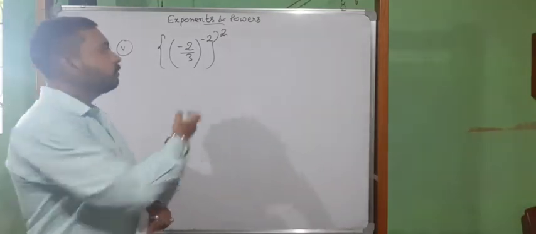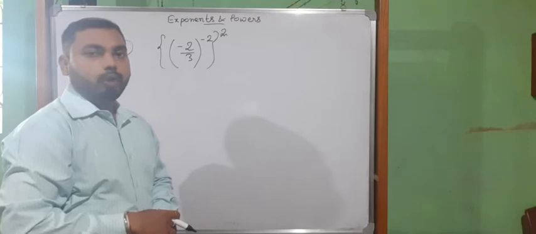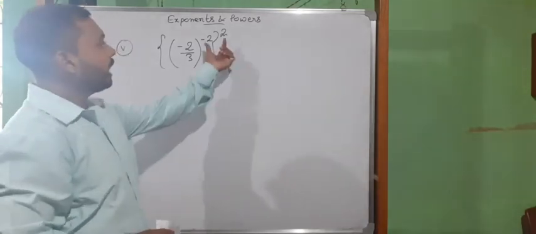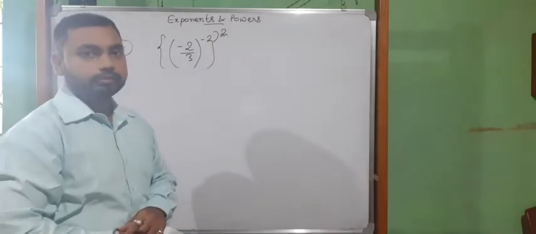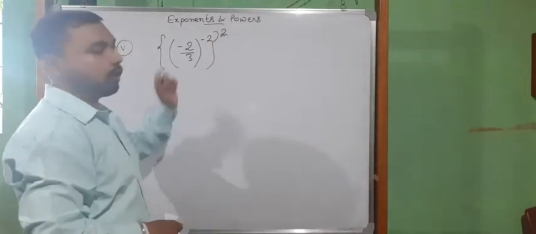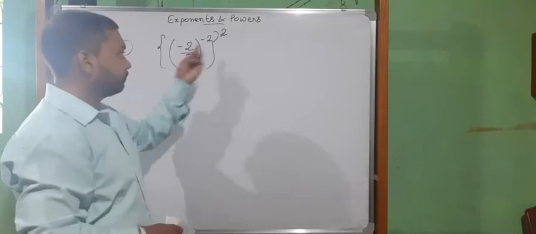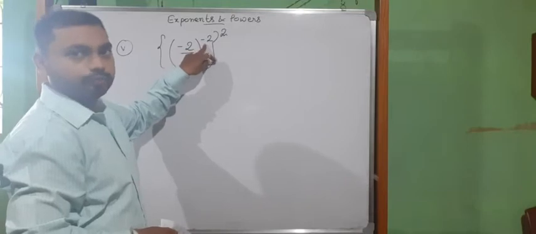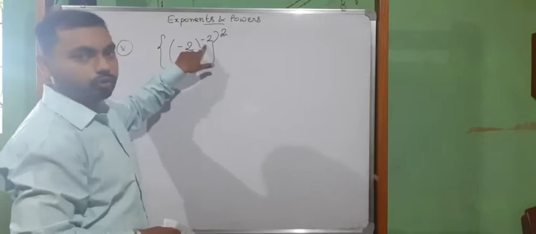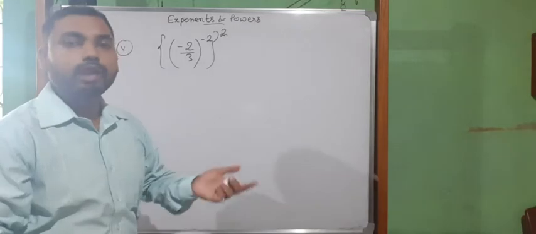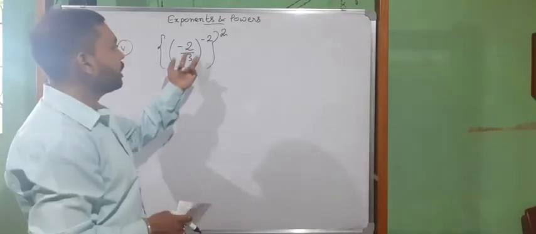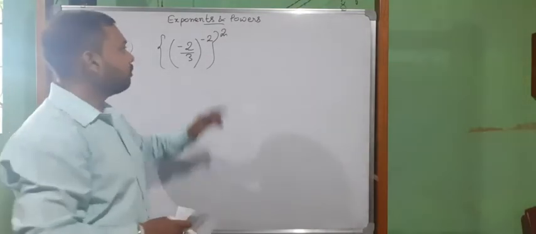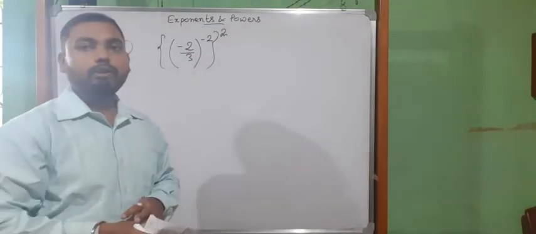So we can do this problem in two different ways. At first we can multiply these two powers, then we'll be solving. Otherwise, as you can see here, it is minus 2, and this is in the first bracket. So the first bracket work should be done first according to the rule, because this is within the first bracket. Then comes your second bracket. So let us do it according to the BODMAS rule.